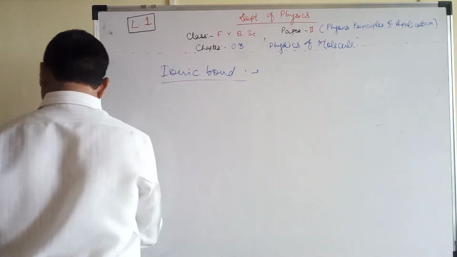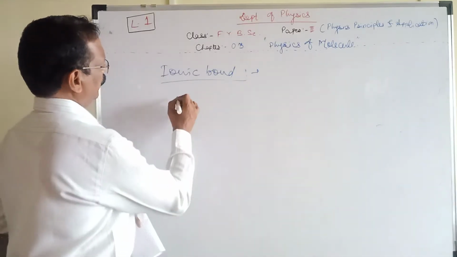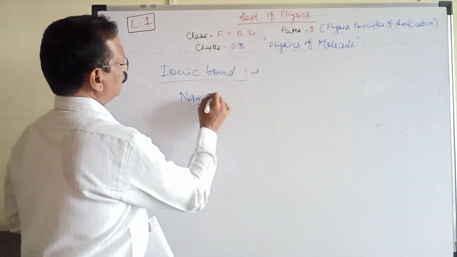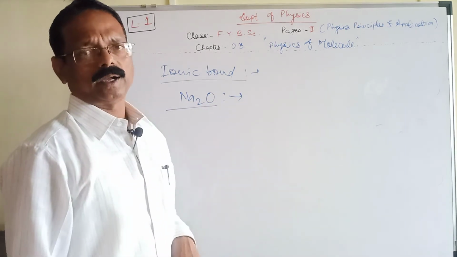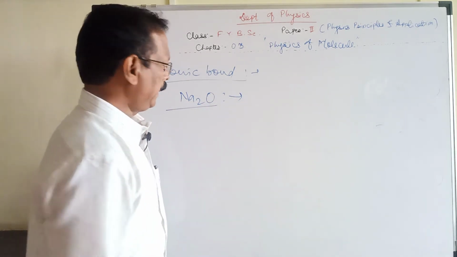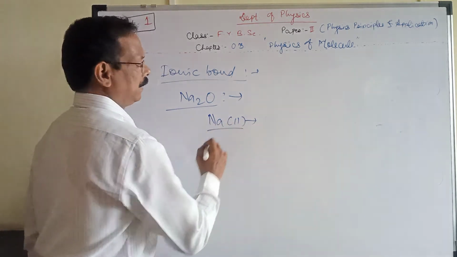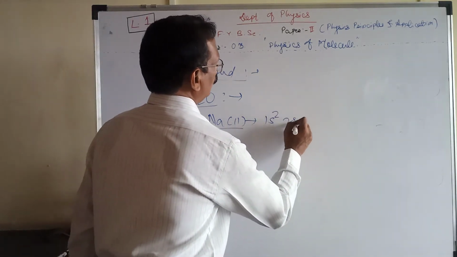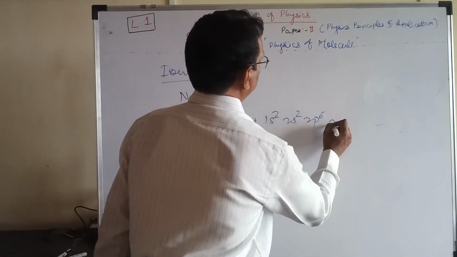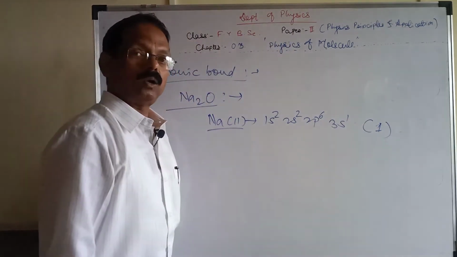So there are so many examples. We can take another example also: Na2O. This is the next example of the ionic bond. Now what is Na? The atomic number of Na is 11. What is the electronic configuration? It is 1s2, 2s2, 2p6 and 3s1. So in this case, there is 1 electron in the outermost orbit.